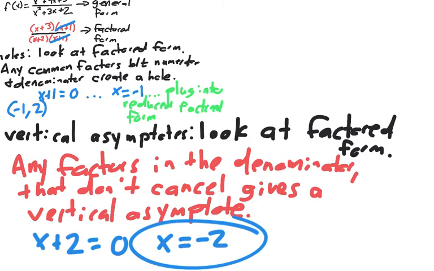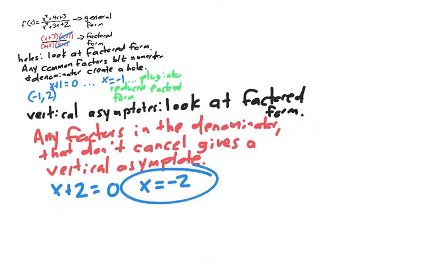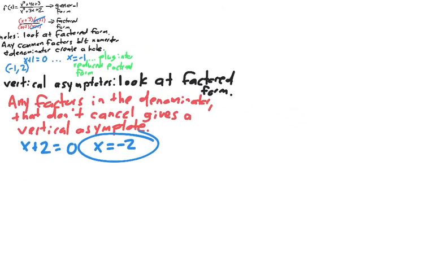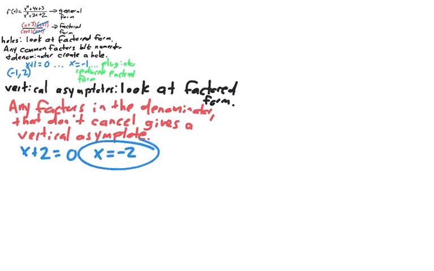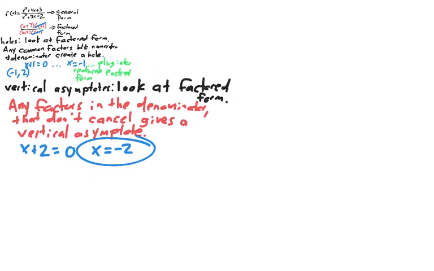Any questions about finding vertical asymptote? Okay? Can I squish it? Okay? Now the last one, let me just go to a new slide.